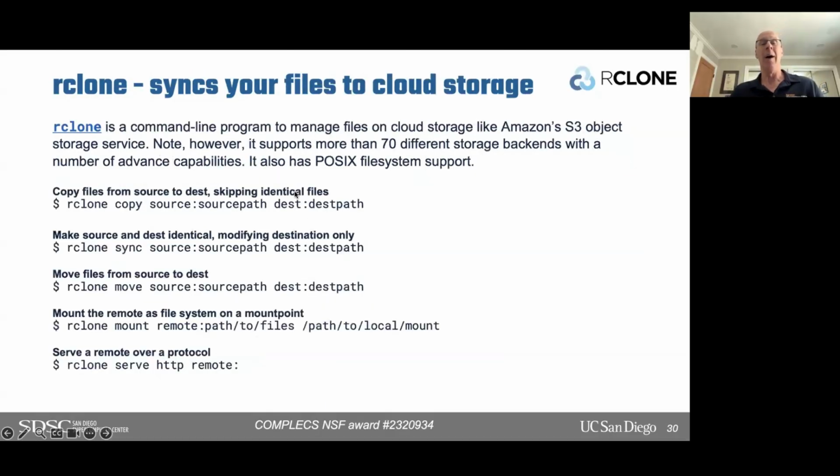All right, rclone. This is a powerful command line tool for managing files on cloud storage, like Amazon's S3 object storage service. Lots of capabilities here, supports more than 70 different storage backends with a number of advanced capabilities, also has POSIX file system support. Again, not going to go into detail here, but if you're moving data back and forth, say between one of the ACCESS allocated HPC systems and a large object store, like Amazon's S3, this is the tool that you would want to use.